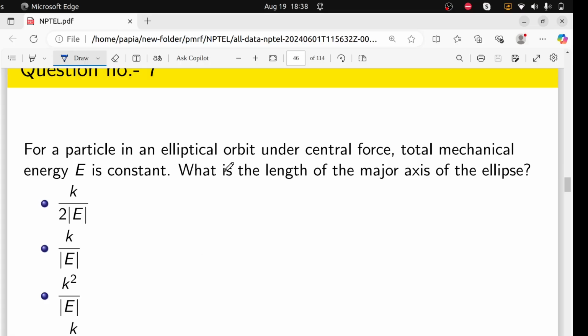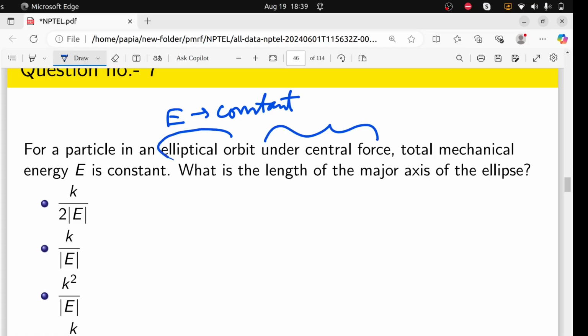For a particle in an elliptical orbit under a central force field, total mechanical energy is constant. What is the length of the major axis of the orbit? So obviously, total mechanical energy is constant, that should be energy is constant. And what is given here? A central force field, and it is an elliptic orbit.